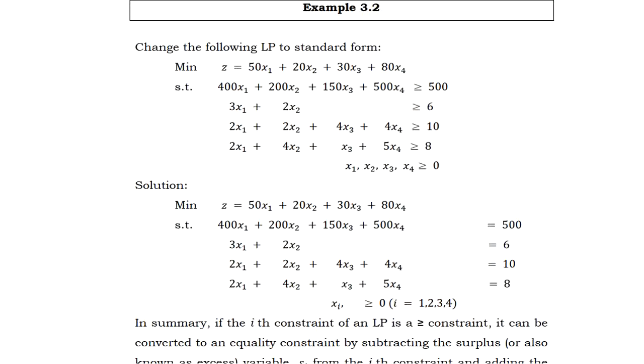Okay, let's look at the next example, example 3.2. Change the following LP to standard form. Okay, so for this example, all constraints are greater or equals to sign. Therefore, we need to minus the left hand side with whatever excess or surplus that we have on the left hand side, so that all these constraints equals to right hand side.